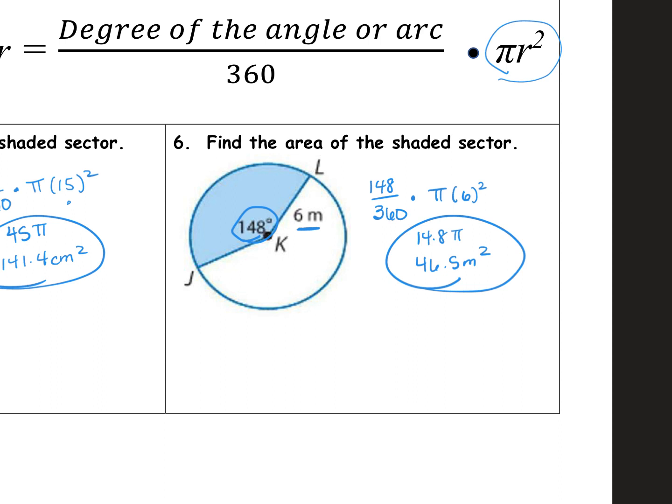So again, the important thing is we're not clearing our calculator. We deal with the fraction first. We divide, push enter, times, and then whatever our other numbers are. We do not use the pi until the very end.